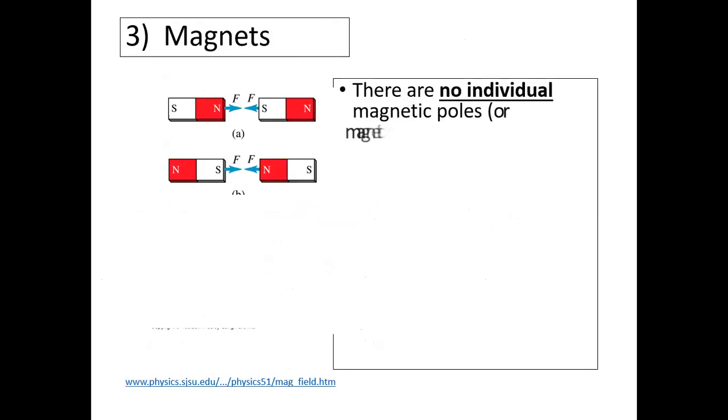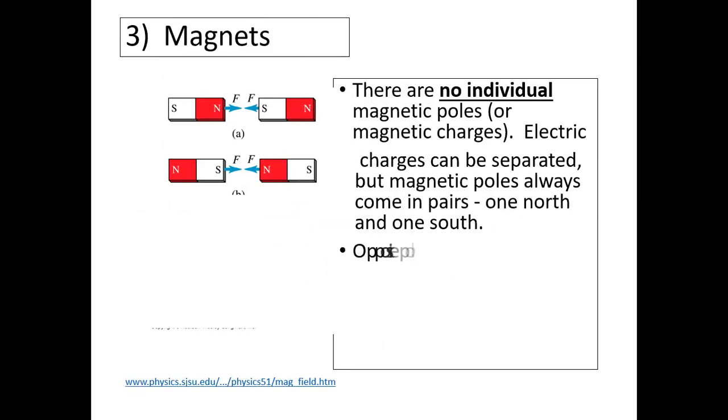there's no individual magnetic pole. We have positive and negative charge, so you can separate them, but for a magnet, we don't have a separate one. We have two together. Electric charge we can separate, but a magnet cannot. We have both poles together, north pole and south pole.